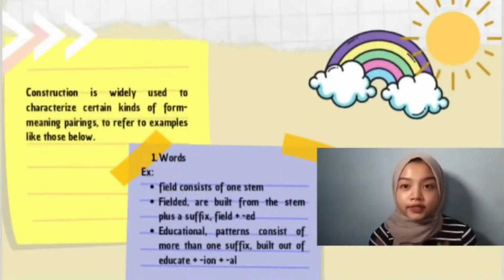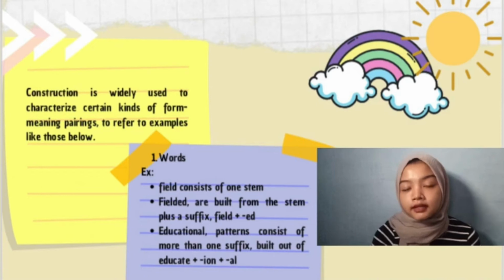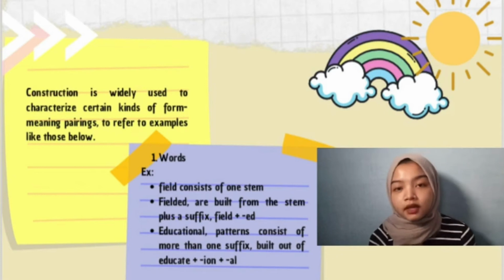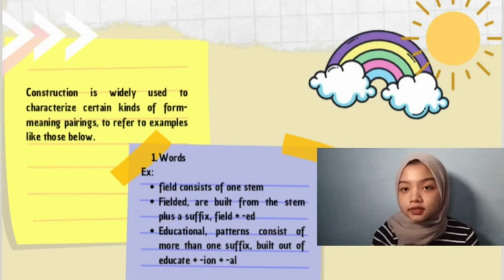of ways. For the next part, let me give you some examples. Construction is widely used to characterize certain kinds of verb meanings, to refer to examples like those below. The first is words. The example is when we say field, it only consists of one stem. On the other hand, when we add a suffix at the end of the word, it will be called fielded.